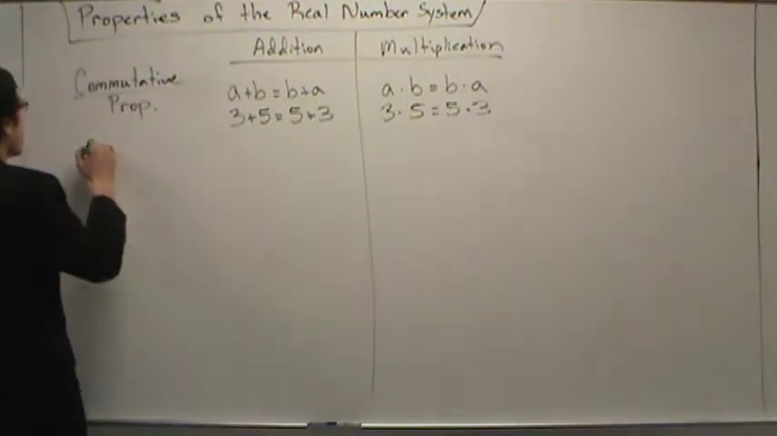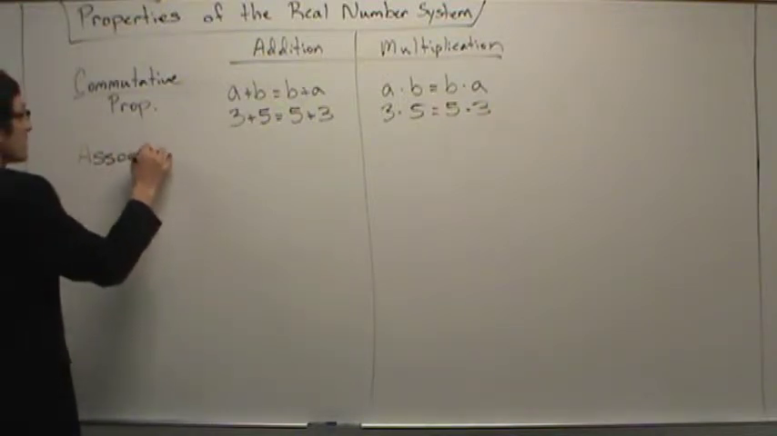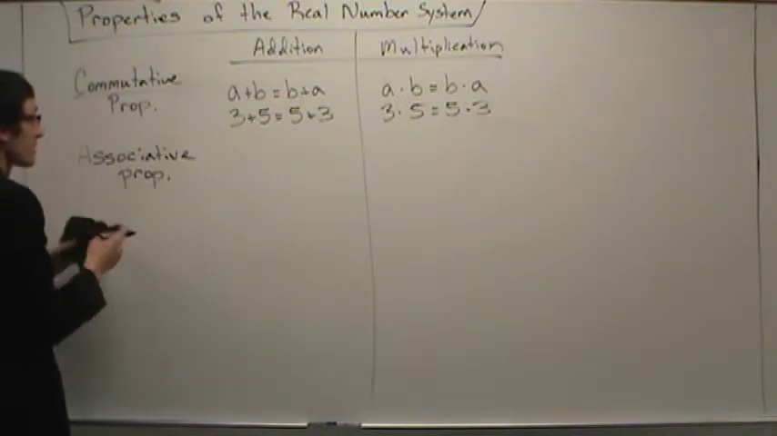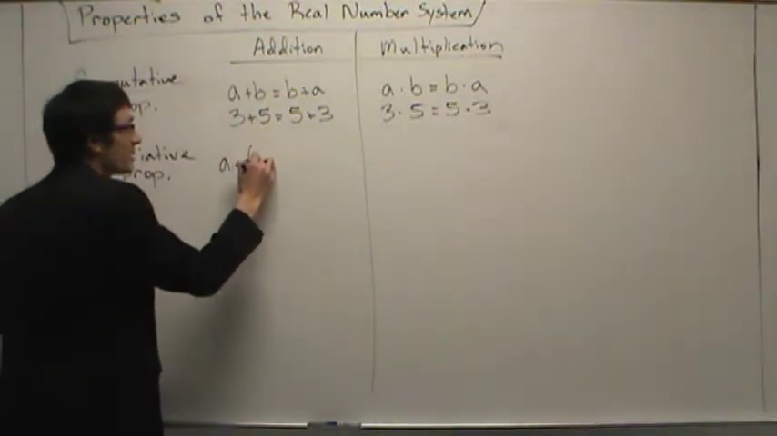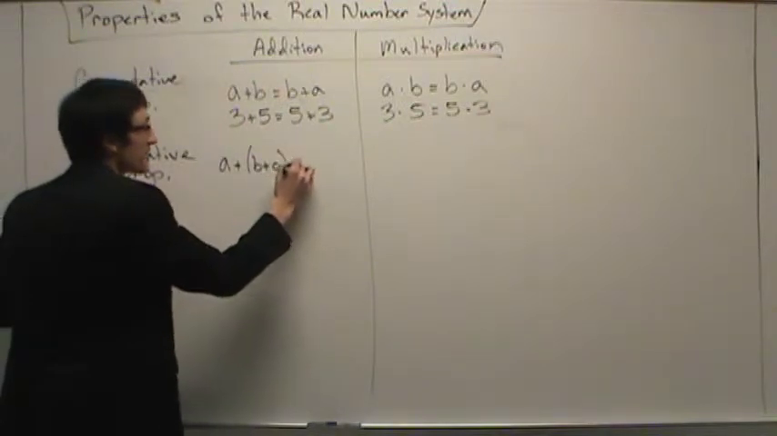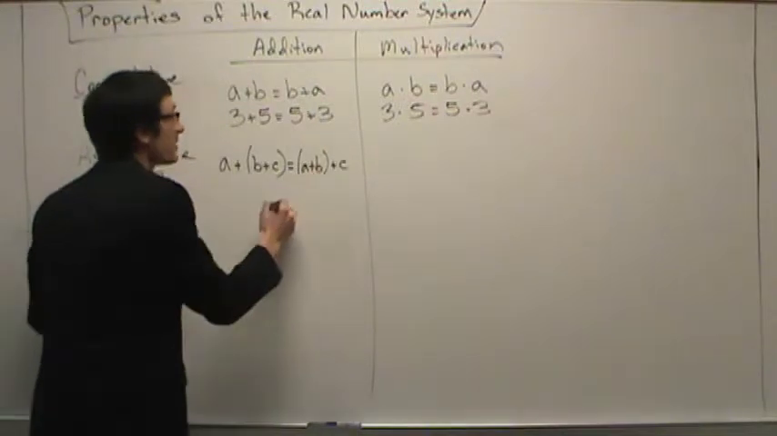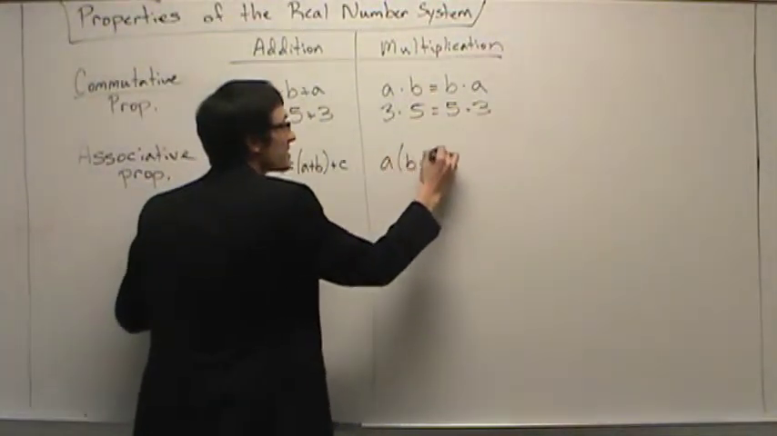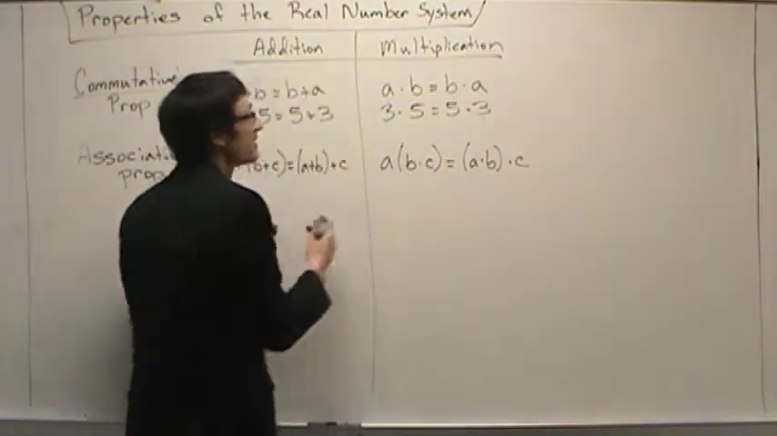Okay? Next property, we call it the associative property. Associative property of addition says that A plus quantity B plus C is the same as quantity A plus B plus C. Multiplication says A times quantity B times C is the same as quantity A times B times C.